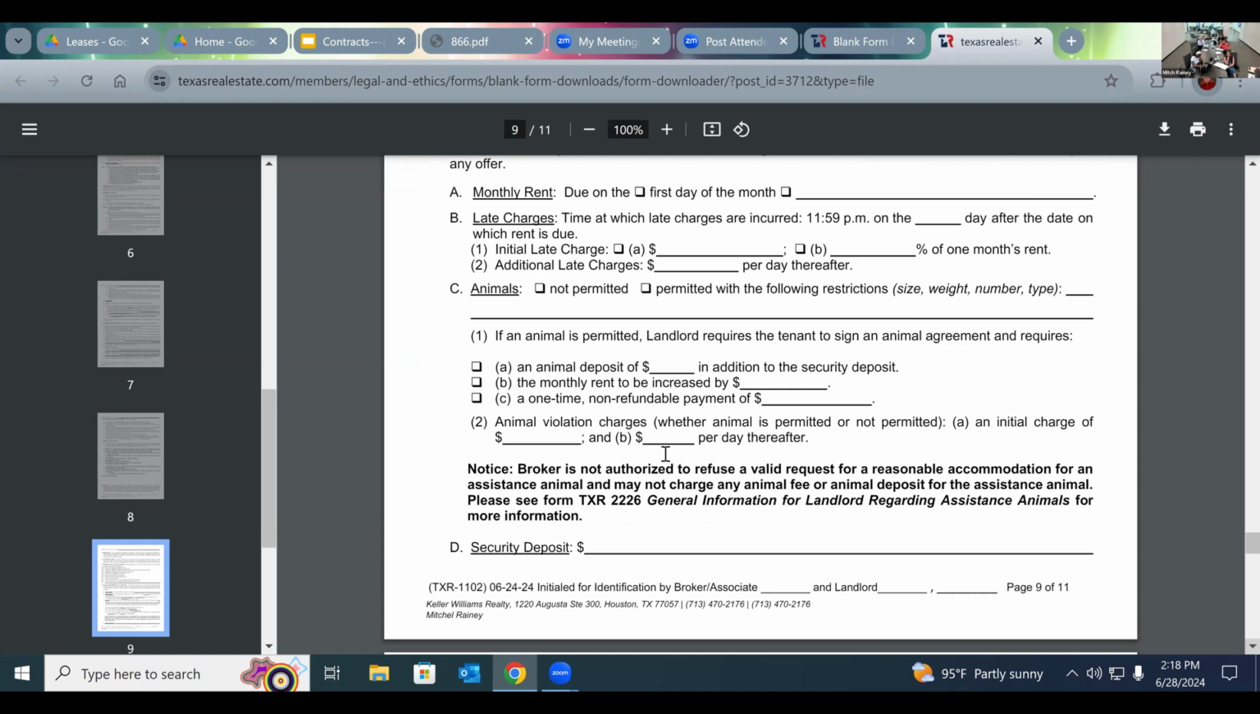Smart to do. Monthly rent increase. One month, one-time non-refundable payment. You may be able to come in and treat the home for smell or, God forbid, pests, fleas. They can charge all three of those. Violations. Whether a pet animal is permitted or not permitted, an additional charge of X amount per day.